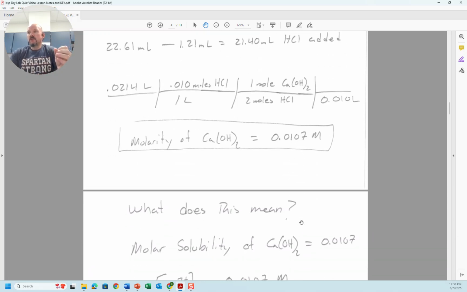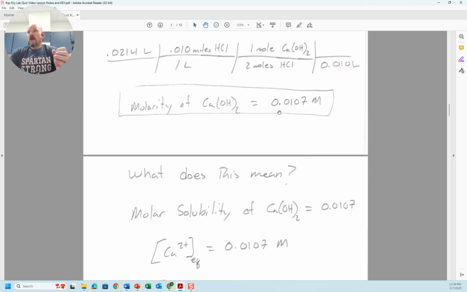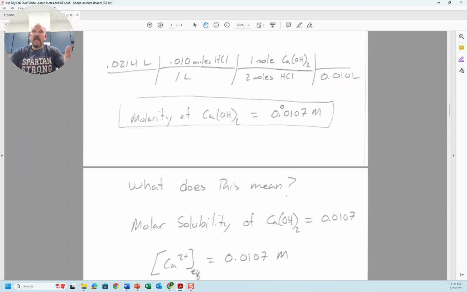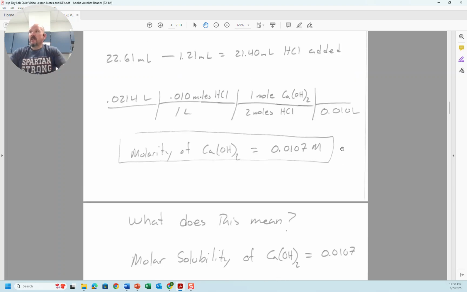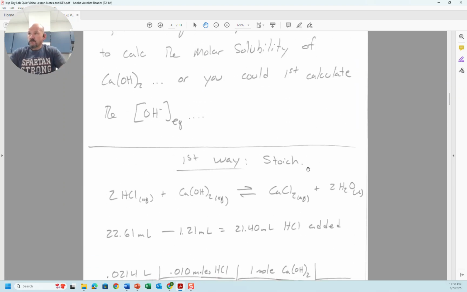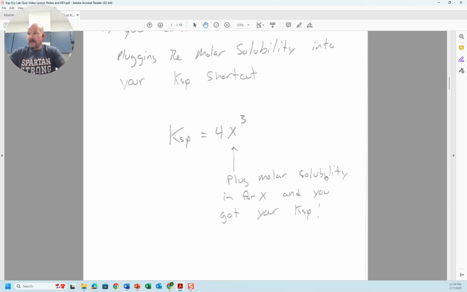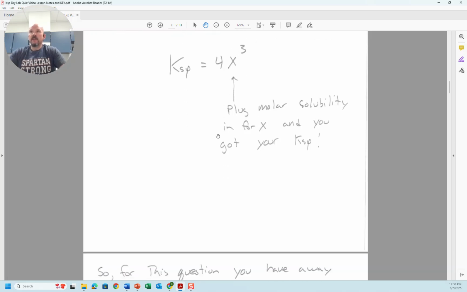So if all I needed was the KSP value and the quiz didn't ask me about the other concentrations, I could just plug this in to my KSP shortcut, right? Just plug it in there. So what was it, 0.0107 cubed times 4 would give me my KSP value, okay?